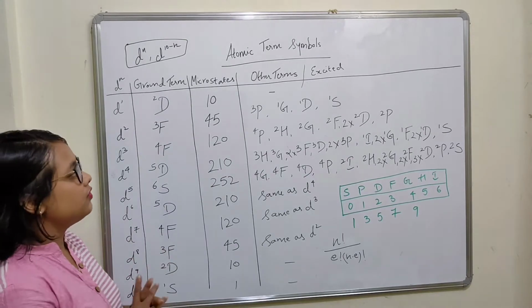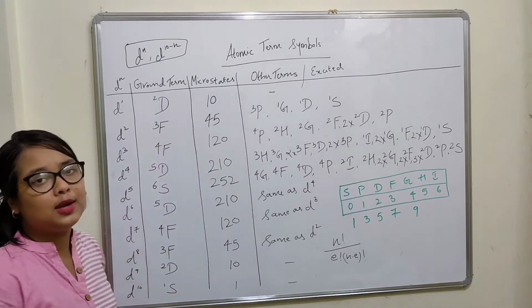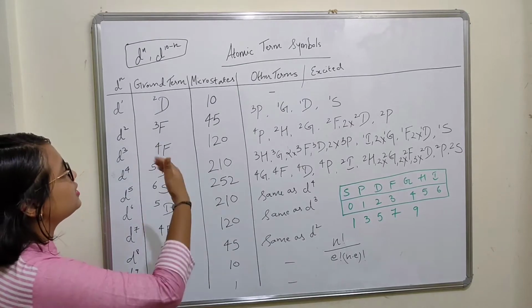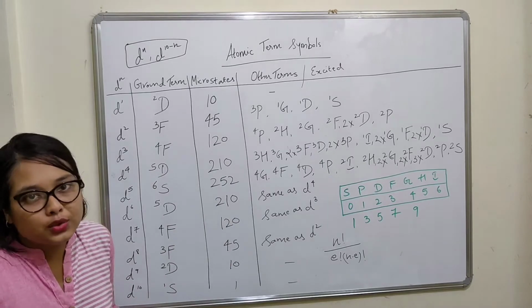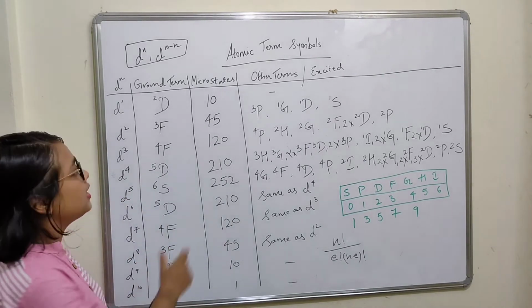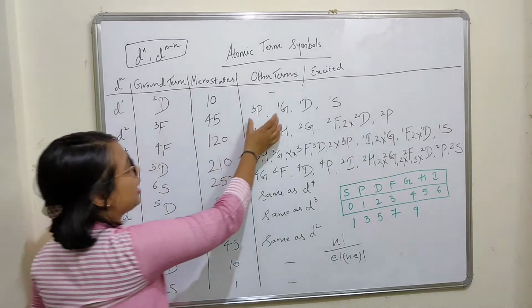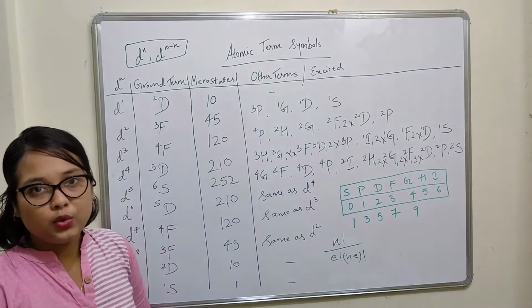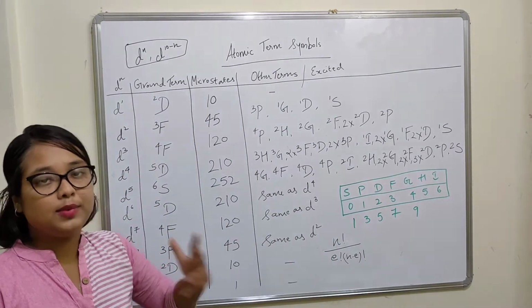The first thing I will talk about is how to assign the number of microstates. What does the number say? 10 microstates or 45 microstates, what does it mean to us? The number of microstates is related to the ground state and the excited state terms that you have. How do you find the number of microstates which are present?